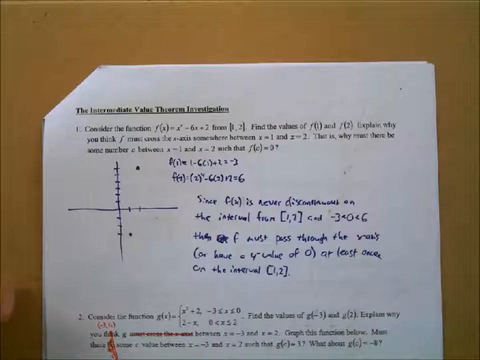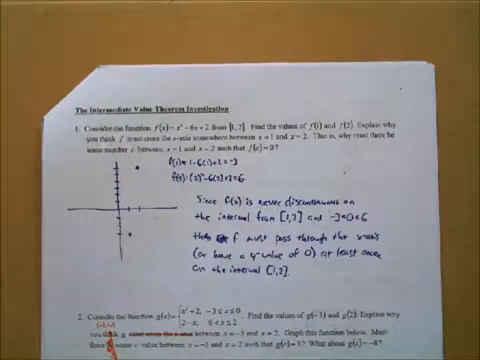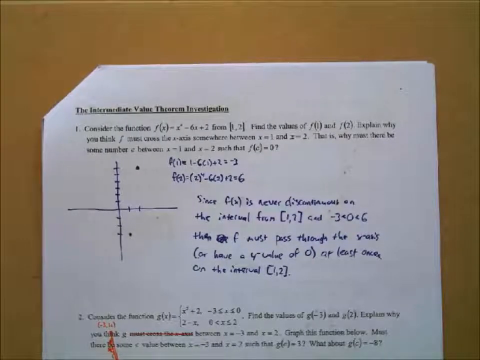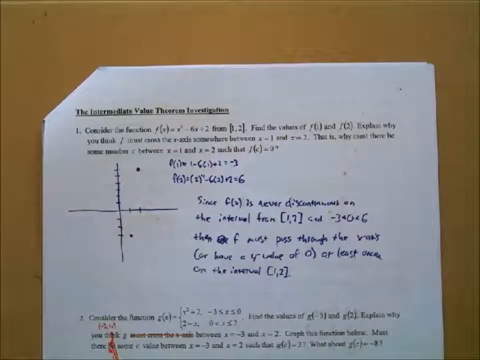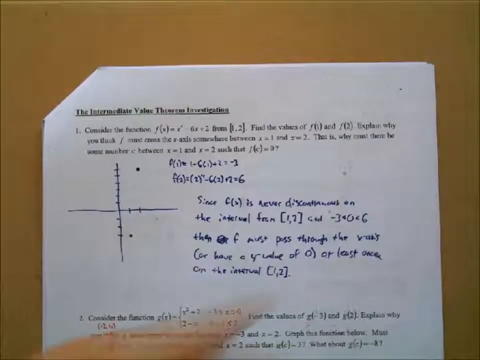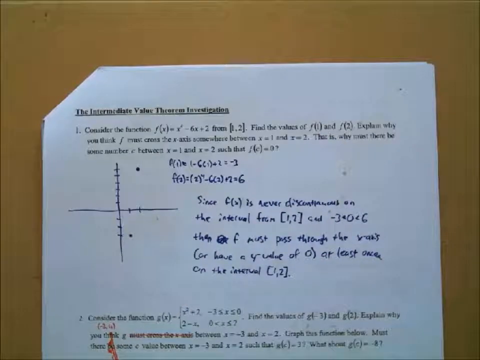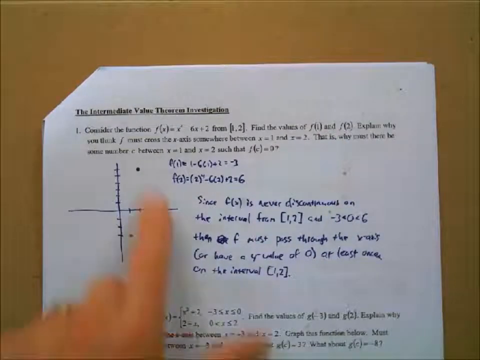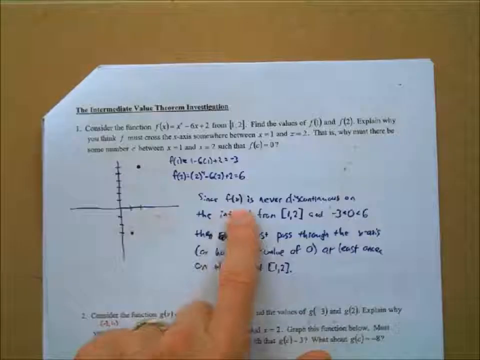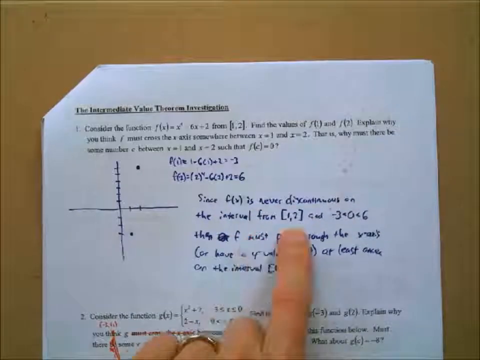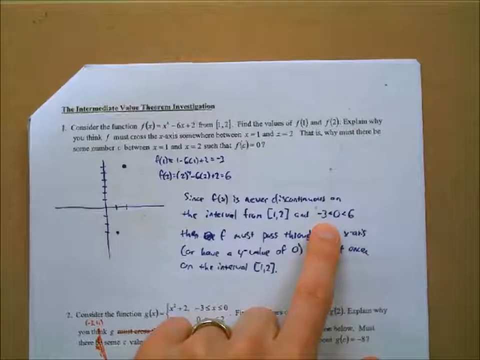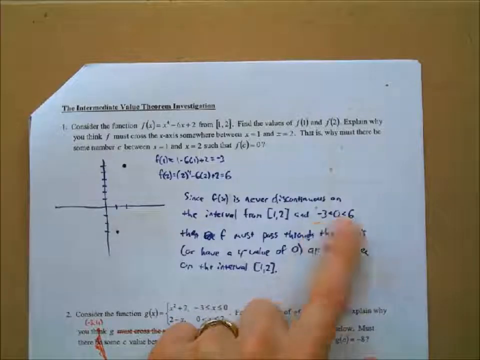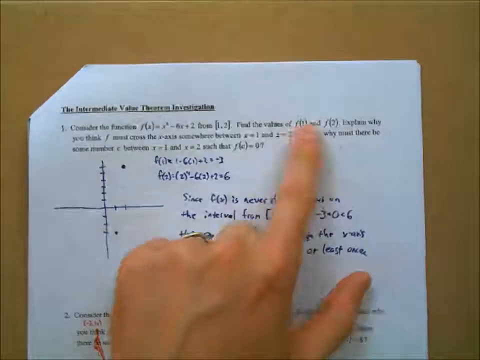Given a continuous function on an interval, we can find an x value between our two x values in our interval that would yield any y value between the two y values of our given interval too. So in this case, we say since f of x is never discontinuous on the interval from 1 to 2, and negative 3 is less than 0 is less than 6, again, the negative 3 and the 6 come from f of 1 and f of 2.